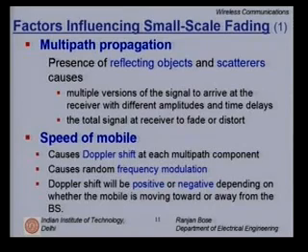Now, the Doppler shift will be positive or negative depending on whether the mobile is moving towards or away from the base station. Soon we will do an example to see how much your Doppler shift is in a standard scenario.